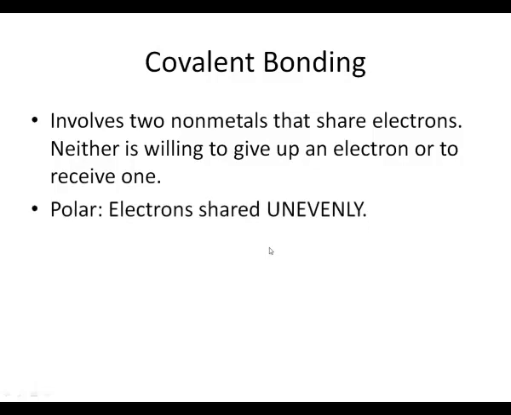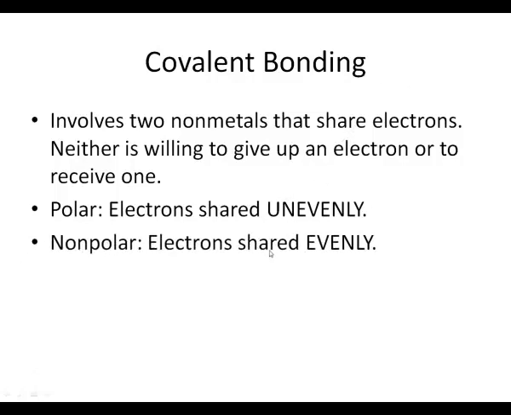In a polar bond, electrons are shared unevenly. That's like one atom is more electronegative and it hogs all of the electrons. So the electrons spend more time around that more electronegative atom, causing a disparity of charge at the two ends of the atom. And of course, nonpolar is where the electrons are shared evenly.